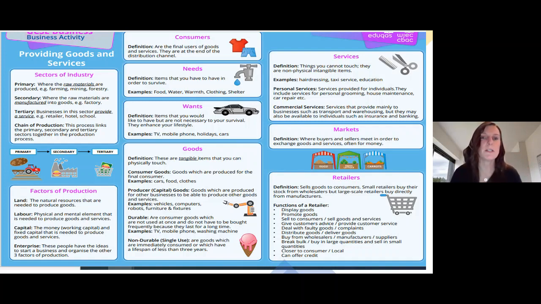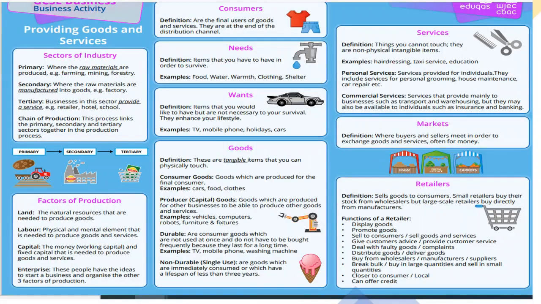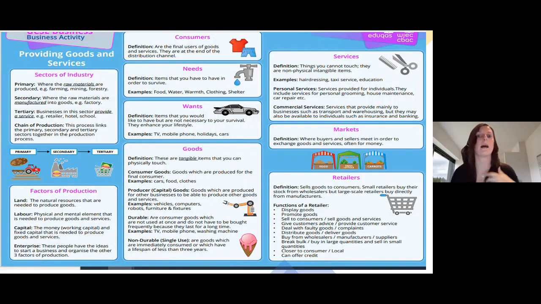So you've got consumers, which we looked at before. You've got needs, you know, people have needs, and then things they actually want. You might need bread and water, but you're choosing to have a cheese sandwich and a bottle of Coke. Wants are items you would like to have but are not necessary, like TV, mobile phones, holidays, cars, things like that.